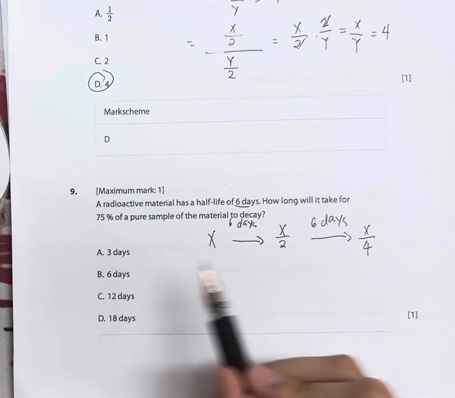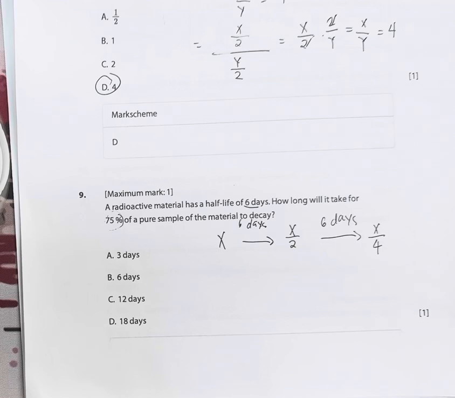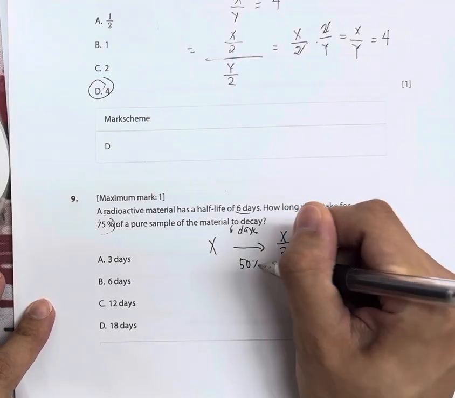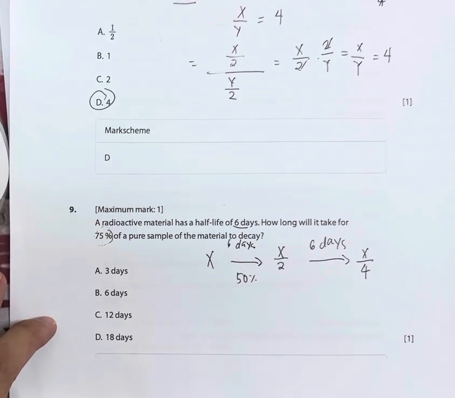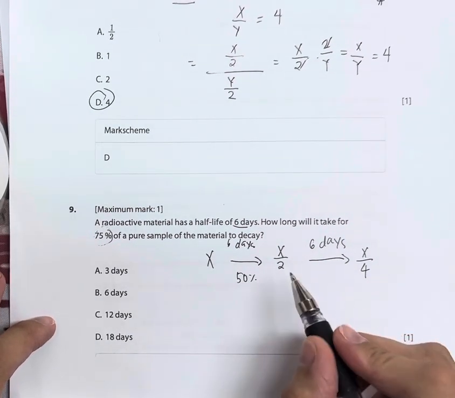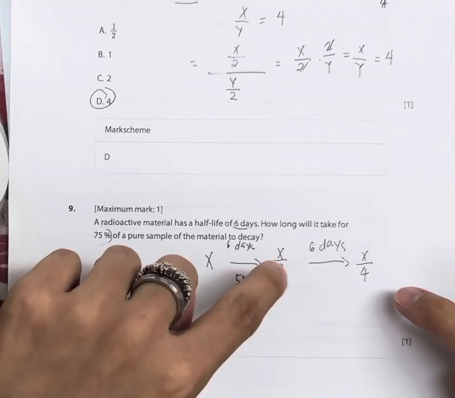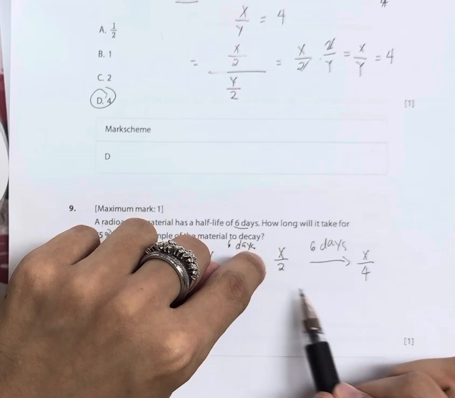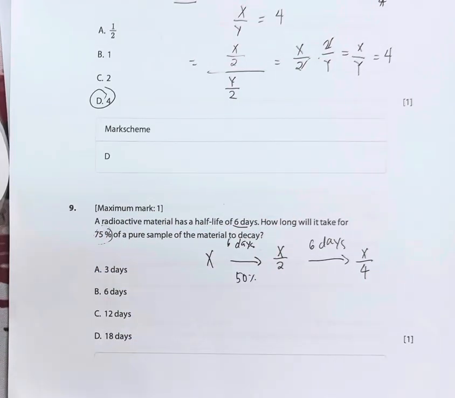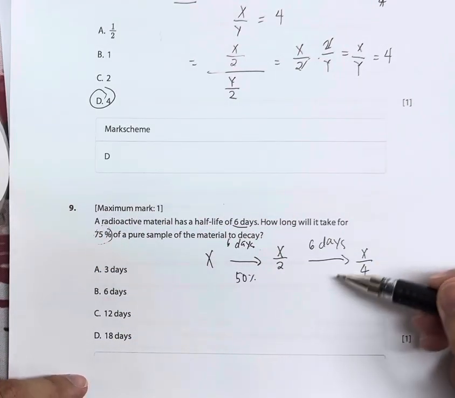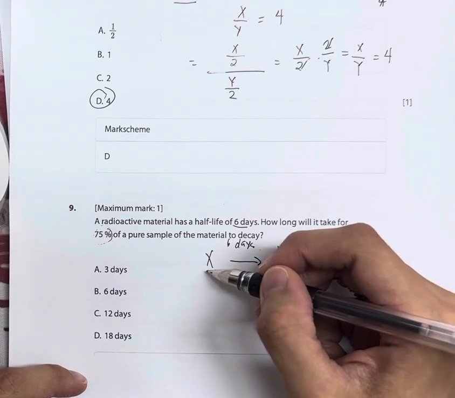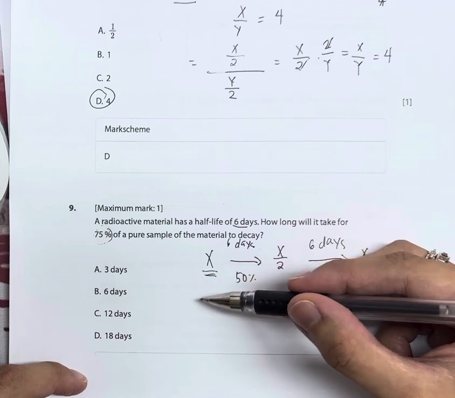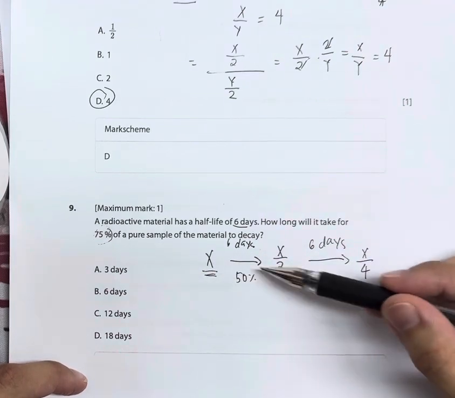Now, the question is asking, how long will it take for 75%? Well, we know that from here to here, this is clearly 50% because it's half-life after all. And you could argue that if I were to just limit myself to these two parts here, X over 2 and X over 4, that is also technically 50%. However, how do I know the percentage at this portion? I always compare it to what I had originally. So from this point to the original amount that I had, that's 50%.